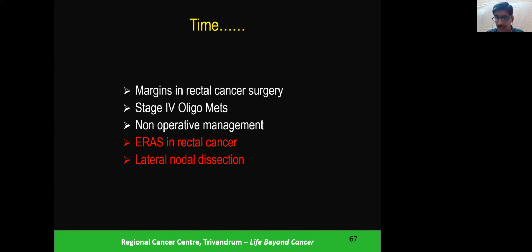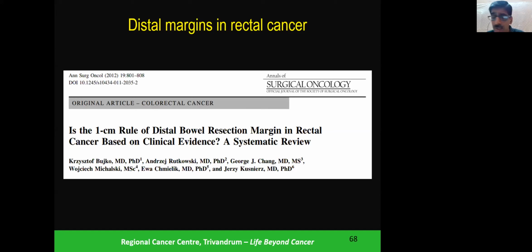So again, a commonly asked question: how much margin should we give? We should all understand that we are dealing with patients who are preoperatively radiated. I would say that in all these patients, a negative margin is what would suffice. Please understand that the margin question comes up in lesions at 4 cm, 5 cm. In a patient with a lesion at 10 or 12 cm, you can take 3, 4, 5 cm as you please. But you would be constrained for margins in really low rectal cancers, where you want to somehow preserve the sphincter and give an anterior resection for the patient.